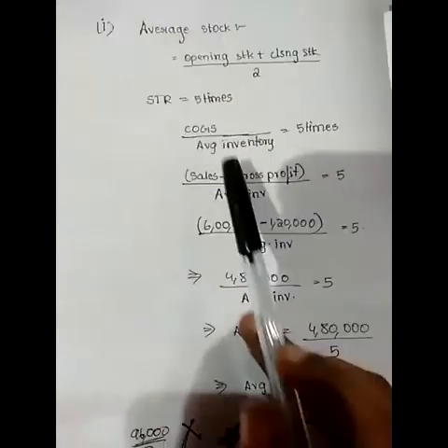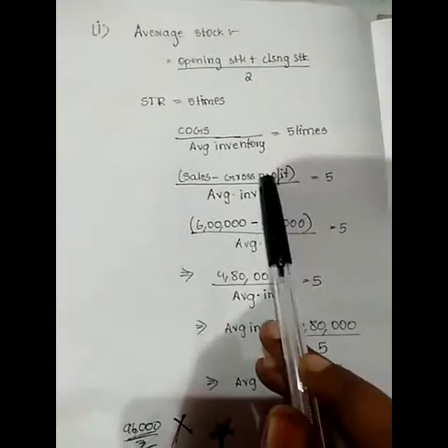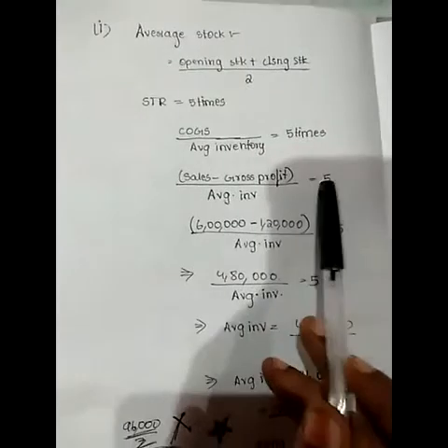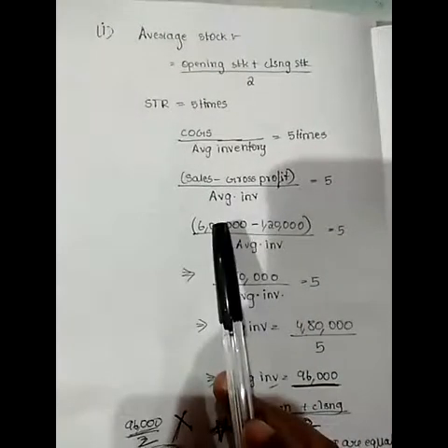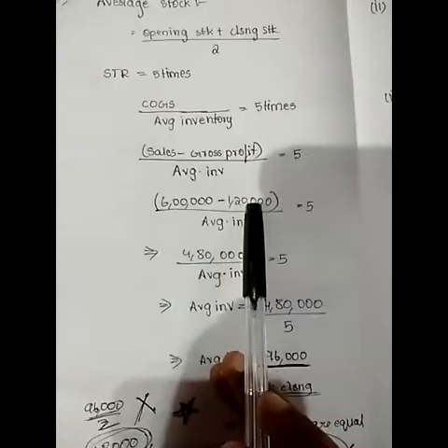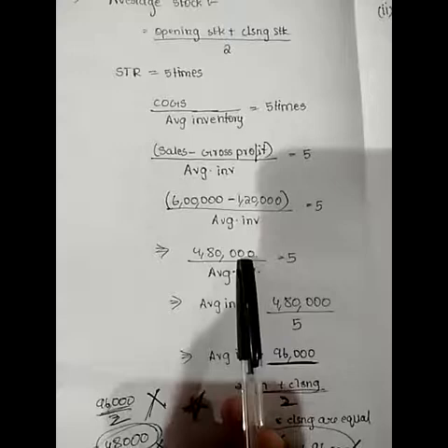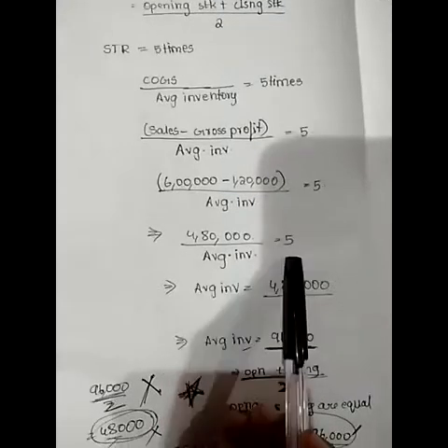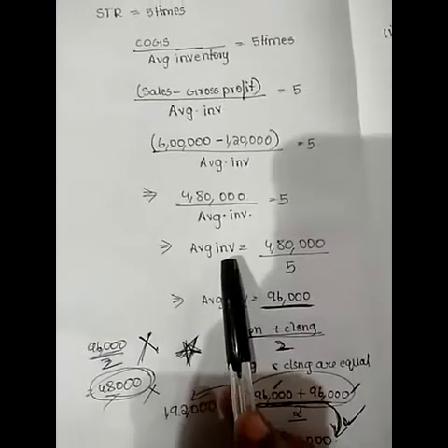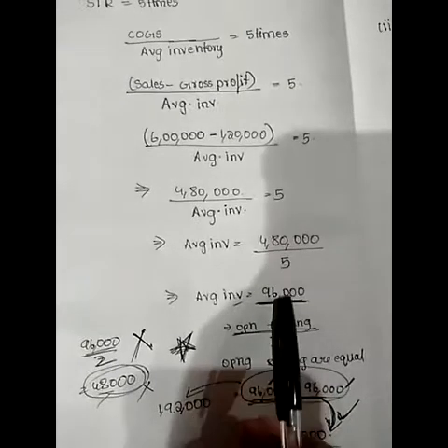And what is cost of goods sold? It is sales minus gross profit, divided by average inventory is equal to 5. What is sales? It is 6 lakh minus gross profit 1 lakh 20,000, divided by average inventory. So I got 4 lakh 80,000 divided by average inventory is equal to 5. So average inventory is equal to 4 lakh 80,000 divided by 5, which equals 96,000.